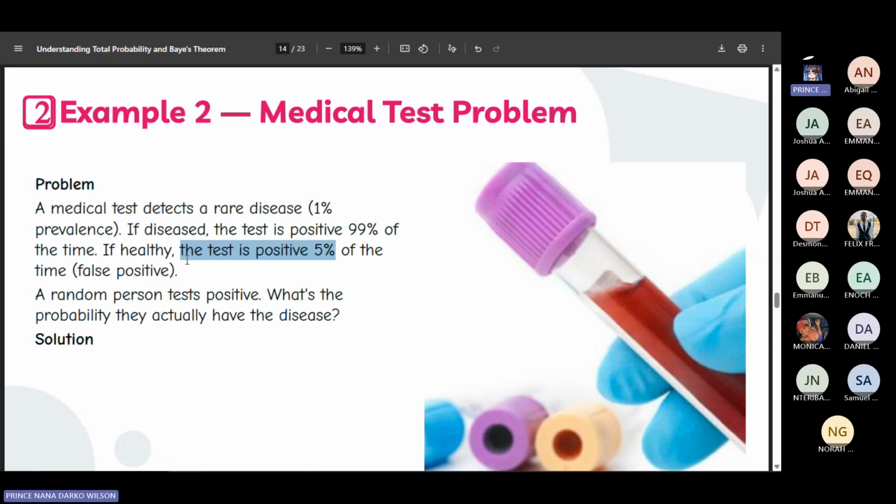So we're asking you, given all these parameters, if a random person tests positive, what is the probability that they actually have the disease? If a random person takes the test and it turns out positive, what's the truth behind that positive result that they got? Because it could be fake. So now let's look at all what we need here. Okay.